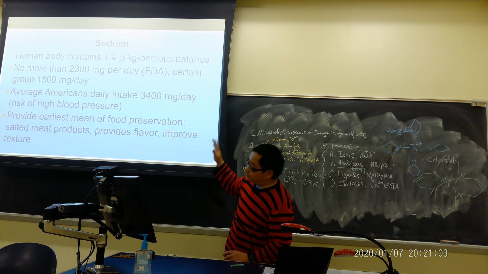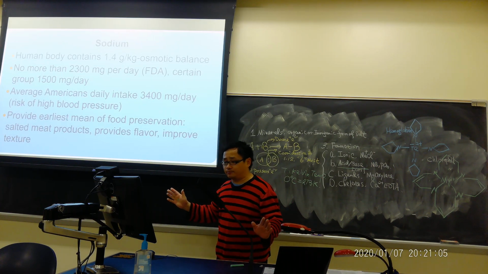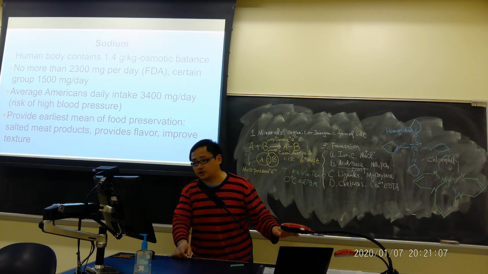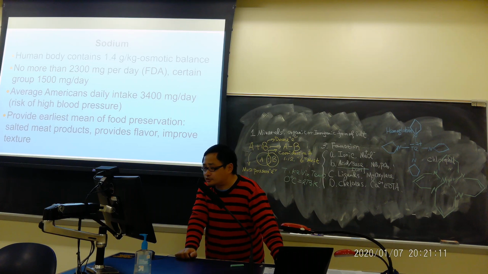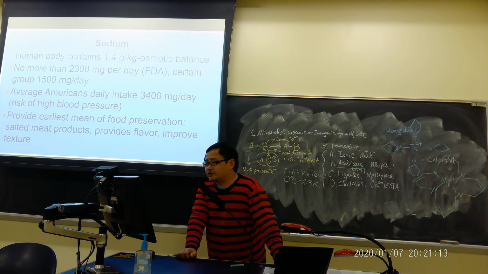Now, here we're going to go over something really simple, because you learned it in your other nutrition classes. Just go over each of these ingredients. Sodium, for example. The human body has 1.4 kilograms of sodium. It maintains osmotic balance, which means you're not going to lose too much water. Maintain the balance.